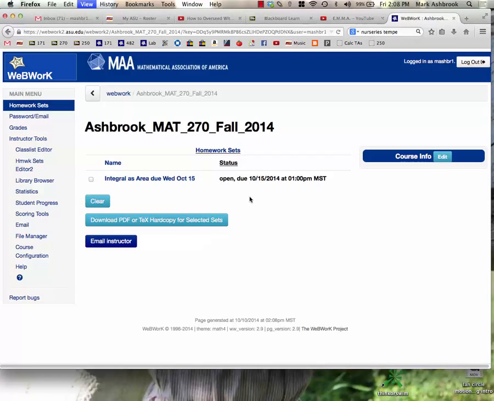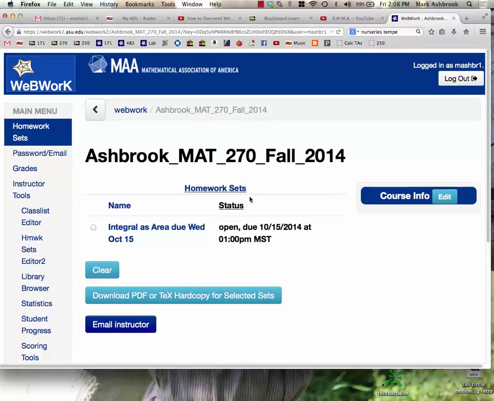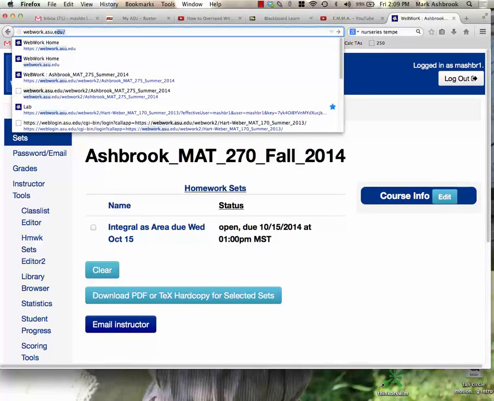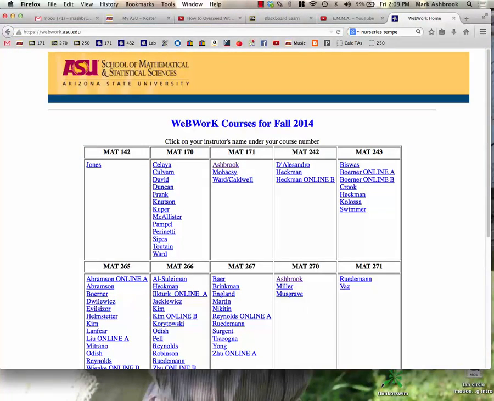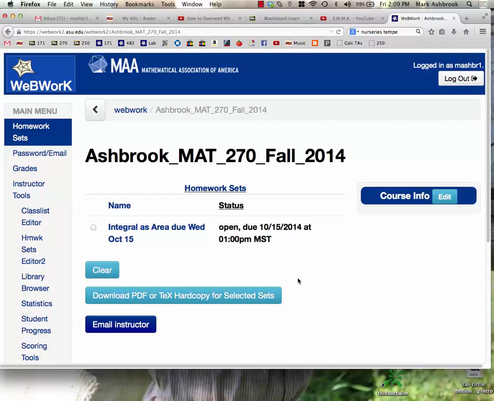If you go to webwork.asu.edu, I'm not telling you to, but let me just do that. You see this screen right here, and you're going to go to MAT 270 and click on my name, and you may have to log in after this step. After you log in, you'll get to the main page for WebWork. Here's the first assignment, Integral as Area, due Wednesday, October 15th, at 1 p.m. What's that? I haven't assigned it yet. Okay, so I just need to click one button and then you'll see it.